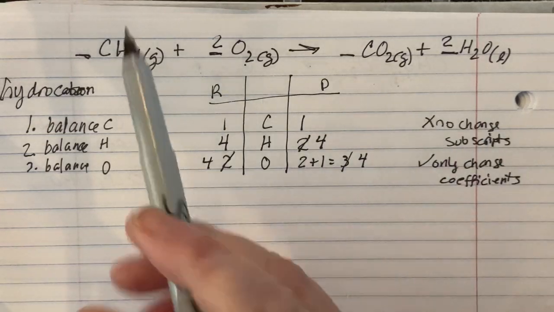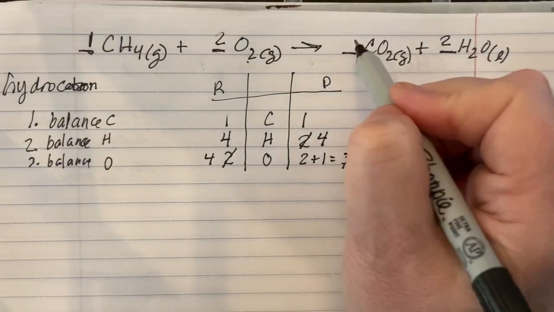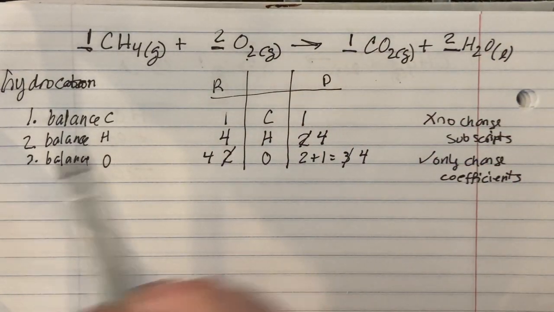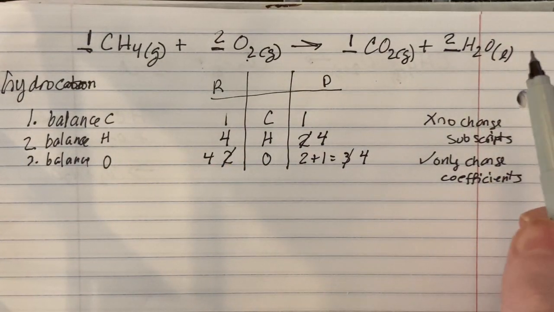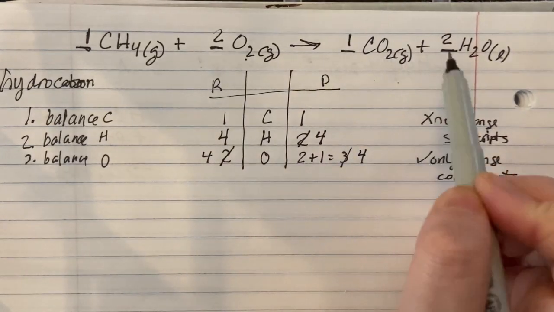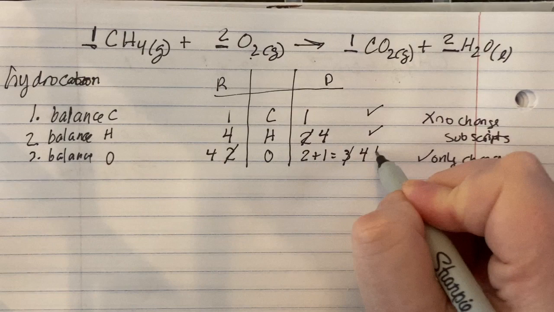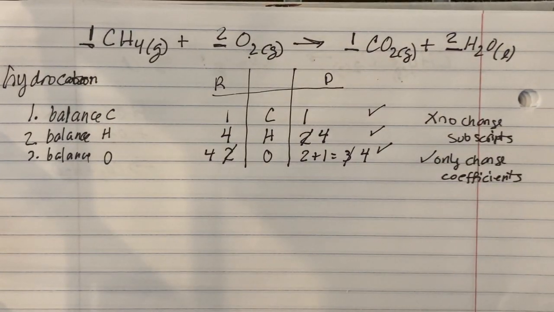And then always go back and double check. Okay. 1 carbon, 1 carbon. I'm just adding those numbers in the front so that I have a complete equation. 4 hydrogens, 4 hydrogens. 4 oxygens, 2 plus 2, 4 oxygens. So I've rechecked each thing. It's always good to go back and check again. And so now I have a completely balanced combustion equation.